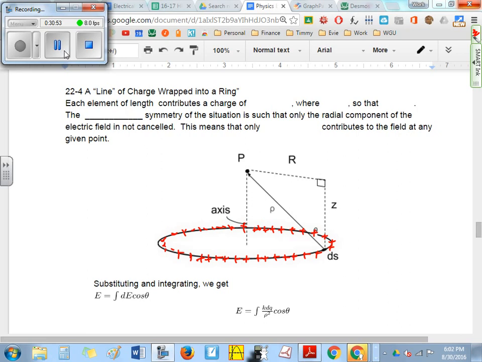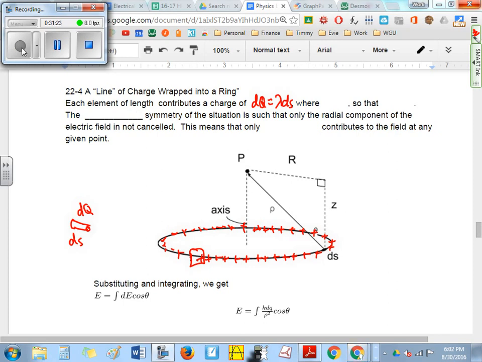Okay, so what we're going to do now is look at one little tiny strip. Just imagine stealing a tiny little strip. It would look like this. Okay, there's a tiny amount of charge on that thing. It's a tiny bit of length. So we're going to use that linear idea. We're going to say that dq is lambda ds.